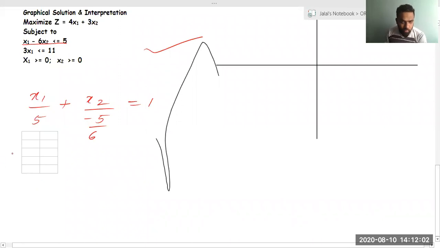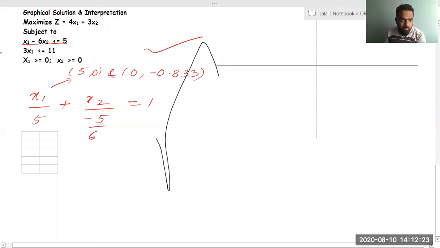So what are the values that we have got from this? If I simplify it, one coordinate will be 5 comma 0 and another coordinate will be 0 comma minus 5 by 6, which will be minus 0.83. So these are my coordinates.